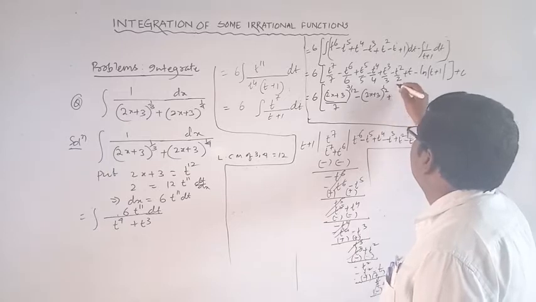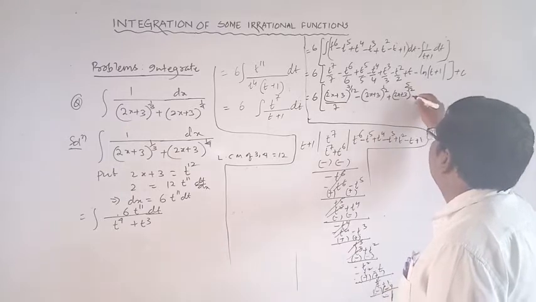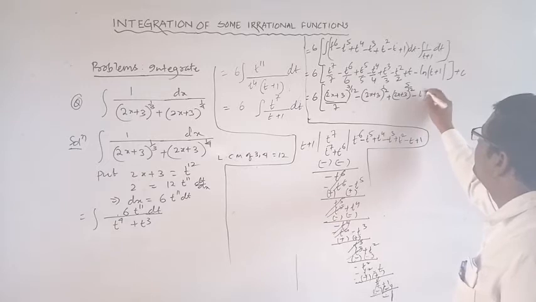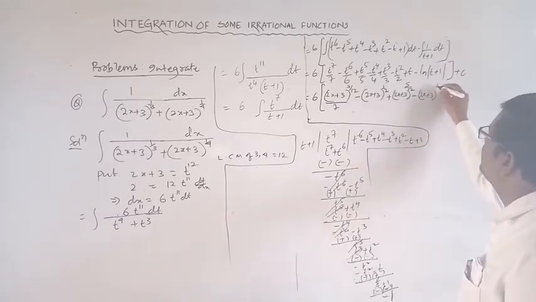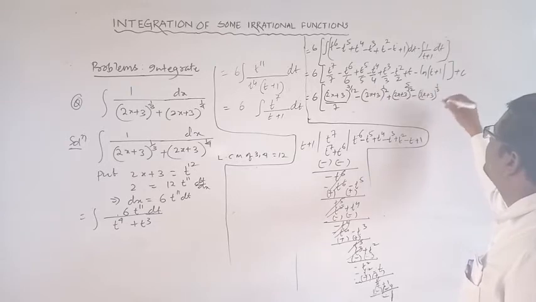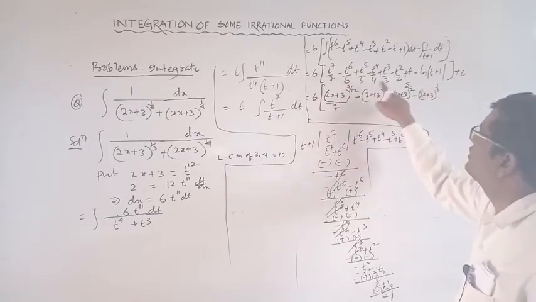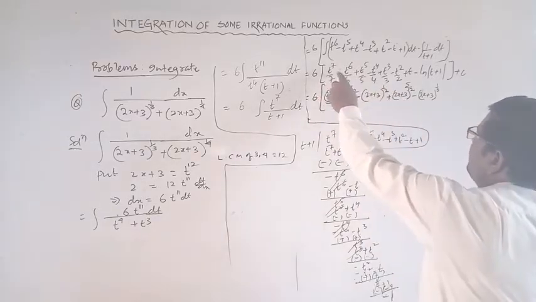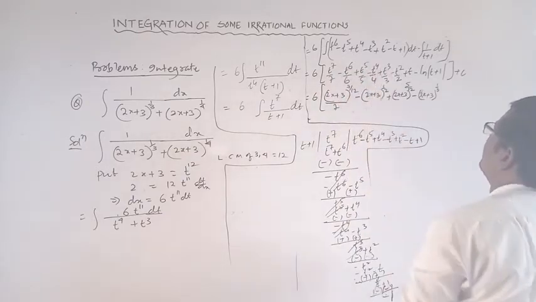plus this is (2x plus 3) power 5 by 12, and this is what? Minus (2x plus 3) to the power 1 by 12 into 4, that is 1 by 3, and this is 1, this is 2, and this is 3. Okay, and this is what? This is completed, this is completed, this is completed, and this is completed. Now this is, so what happens here?